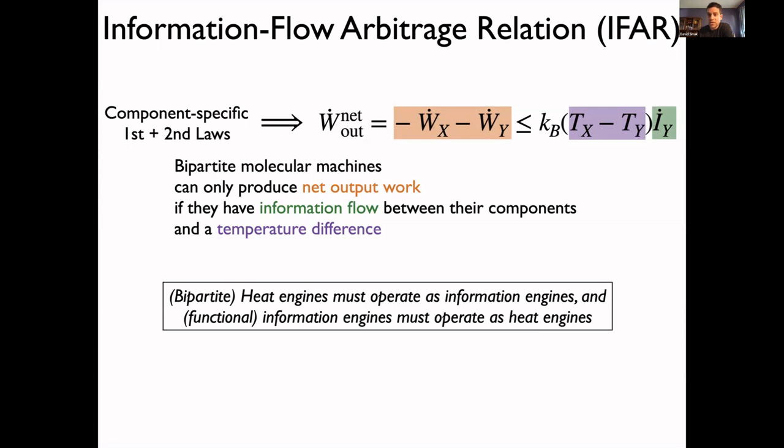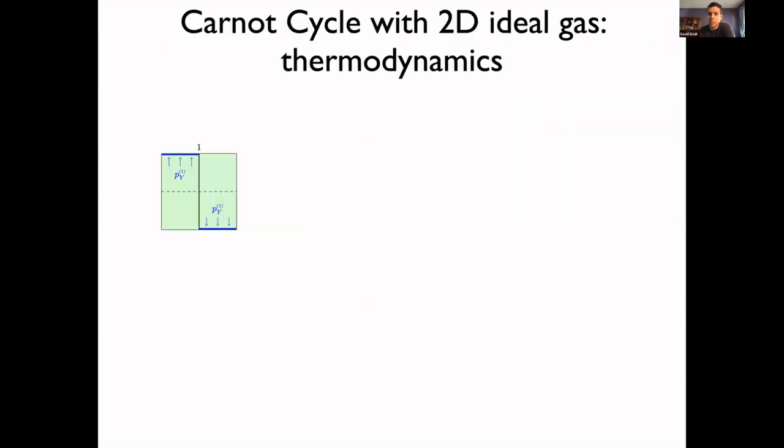How do we see this in operation? How do we illustrate this? The simplest example we came up with was a two-dimensional ideal gas undergoing a Carnot cycle. So imagine a two-dimensional box. You have gas molecules whizzing around.